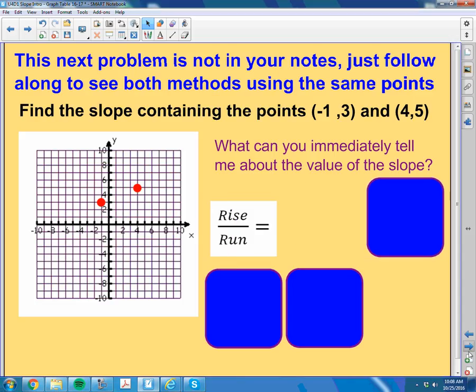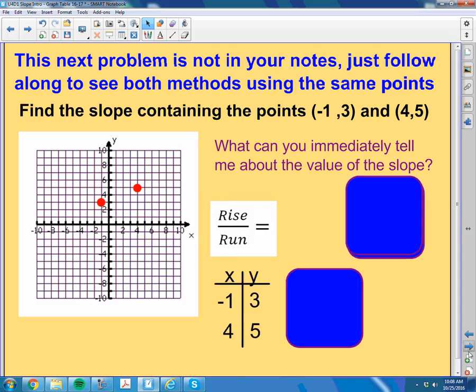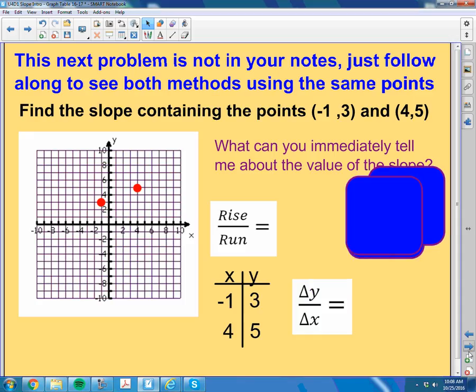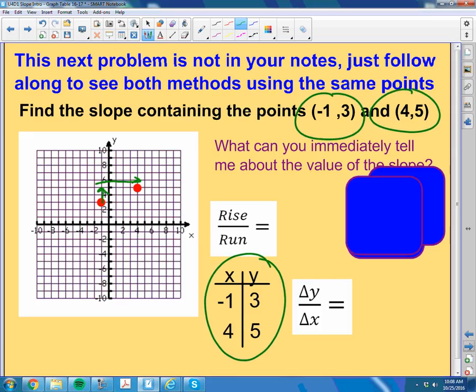Now, if I say, I want you to find me the slope, you can use any of these methods. You could do the rise over the run and write it that way. You could write the ordered pairs, put them in a table, and find change in y over change in x. Either way works. Some people like to graph them and find rise over run. Some people like to put them in a table and find change in y over change in x. It shouldn't matter. You should always get the same slope, no matter which way you choose.